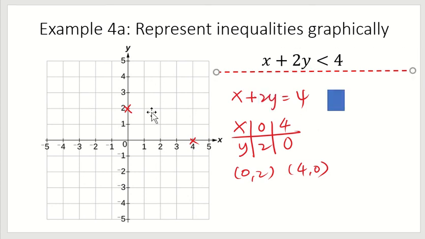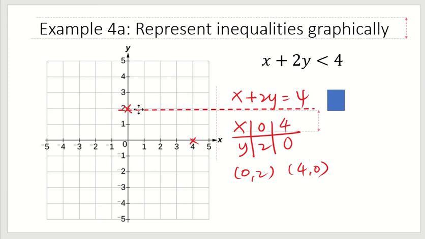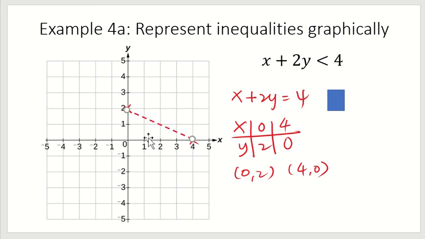Then you have to use your straight line. Don't use your free hand. Use your ruler. Use a straight line from this point to this point. Then I label x plus 2y smaller than 4. Correct or not? I made 2 mistakes.